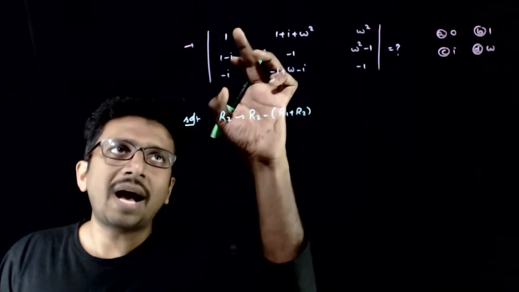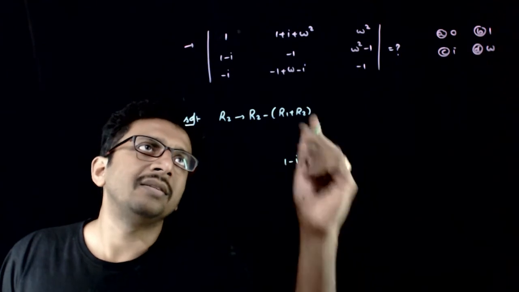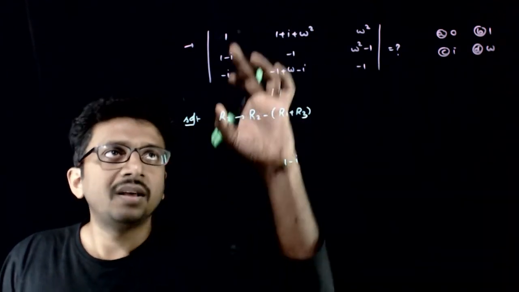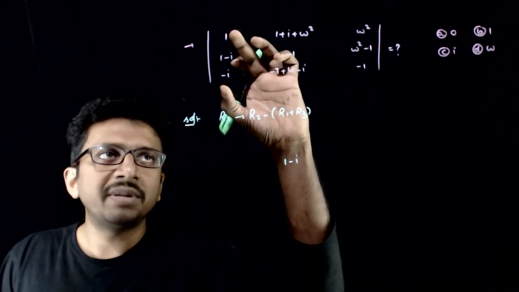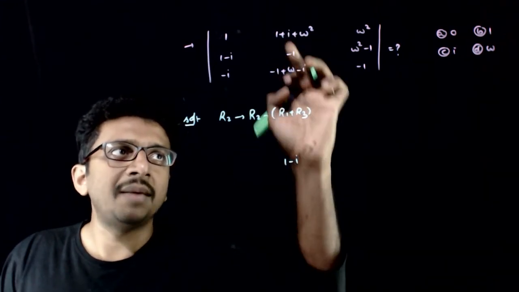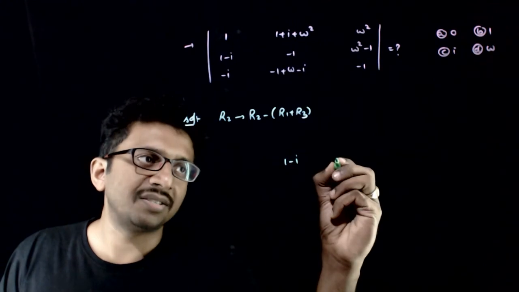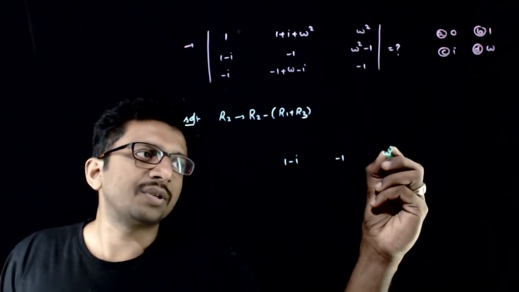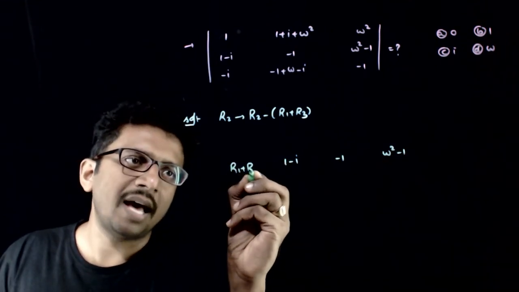If I do R1 plus R3, I get 1 minus i. So if I add these two, 1 minus 1 gets cancelled, i minus i gets cancelled. Omega plus omega square, that is minus 1. And omega square minus 1. This is R1 plus R3.